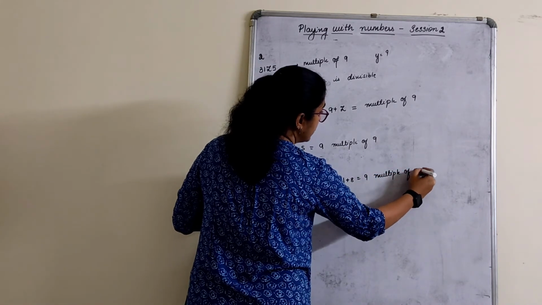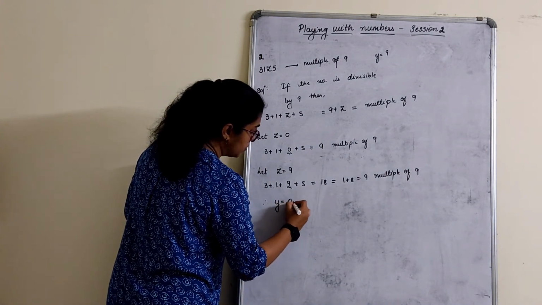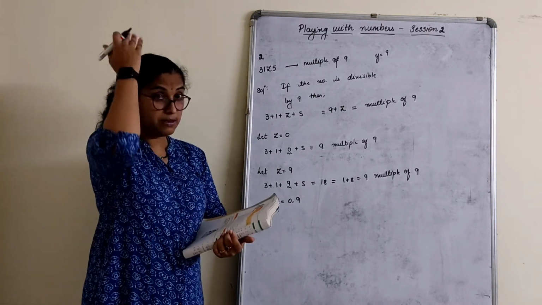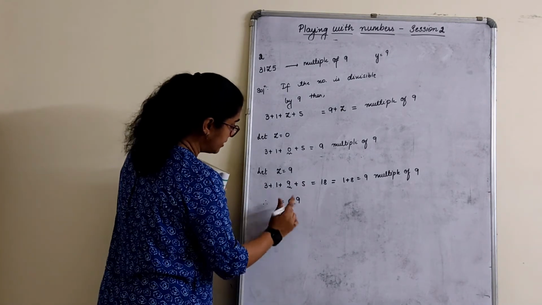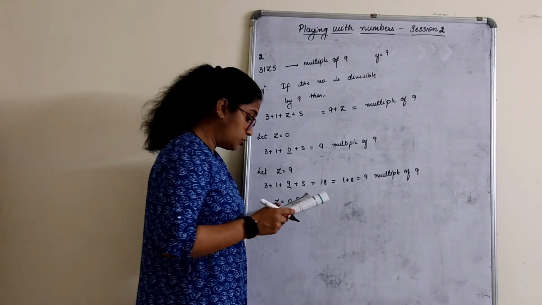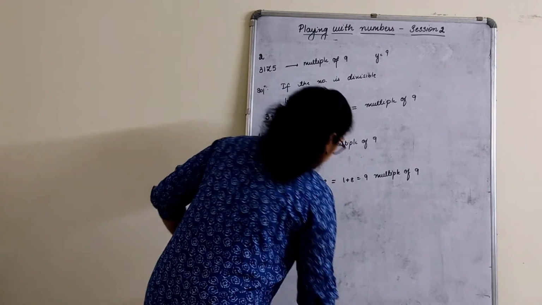Any more possibility? No. Therefore, Z is equal to 0 and 9 are the two numbers which can possibly fit into divisible by 9. Next one, you will find two answers they have given here. Okay, third one we will check now.